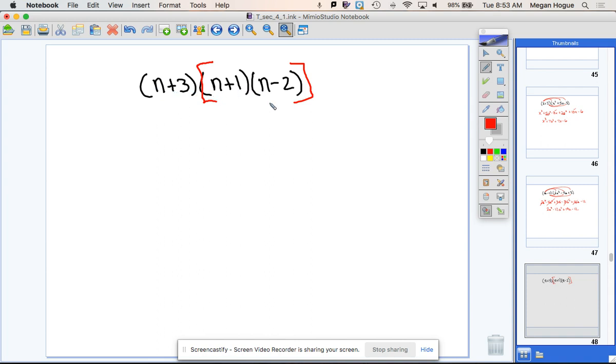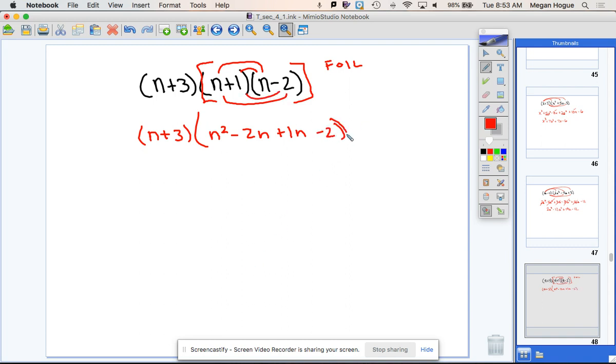If I just had n plus 1, n minus 2, what am I going to use to multiply them? FOIL. Don't overthink it. We're just going to use FOIL for this part. I'm going to keep the n plus 3 because it does exist. Whatever I'm foiling needs to stay in parentheses. So I'm going to FOIL this: n squared minus 2n plus 1n minus 2. That all stays in parentheses.